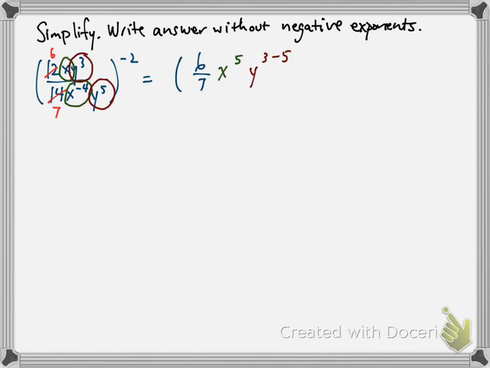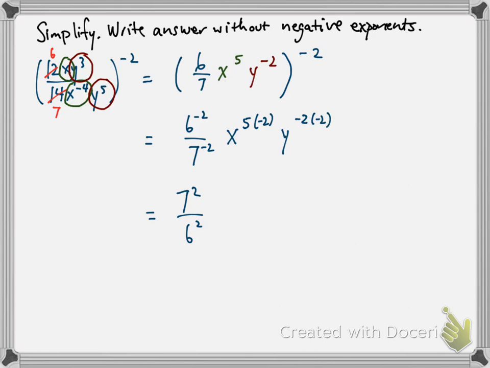Next, I look at the y's. I have a y cubed on top and a y to the fifth on the bottom. So that's y to the 3 minus 5, and 3 minus 5 is negative 2. And now I've got to remember that I want to raise this whole thing to the minus 2 power. Now, I'm going to raise each piece to the minus 2 power. And so I get 6 to the minus 2 over 7 to the minus 2. X to the 5 times negative 2. 5 times negative 2 is in the exponent. And now for y, the new exponent is minus 2 times minus 2.